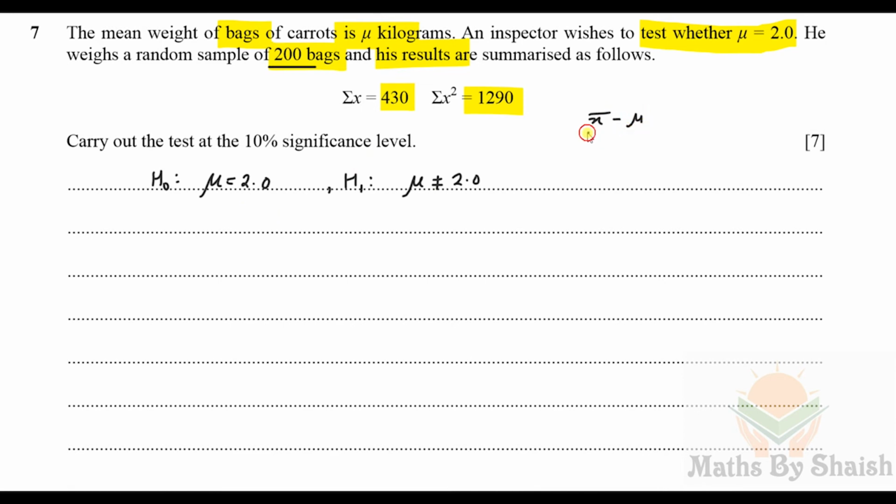Now let's get the values for testing. We need to check x bar minus mu over the standard deviation upon square root of n, where n is 200 bags. The standard deviation is not provided, so we'll calculate the unbiased estimate for the variance. This is going to be a z value.